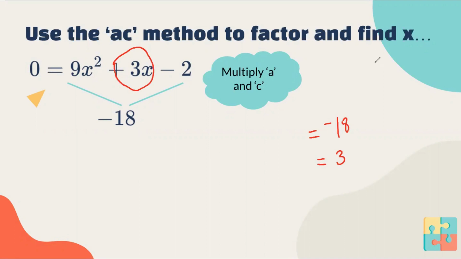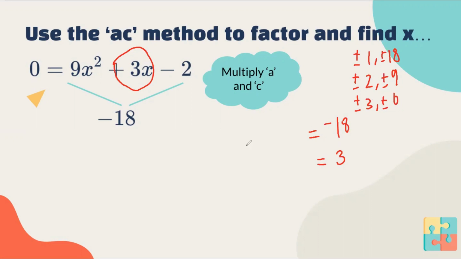So when thinking of factors of -18, one of them has to be negative. So we can have positive or -1 and positive or -18. That wouldn't work, so go ahead and keep listing out your factors. Positive or -2 and positive or -9 also wouldn't work. So we can move on to positive or -3 and positive or -6.